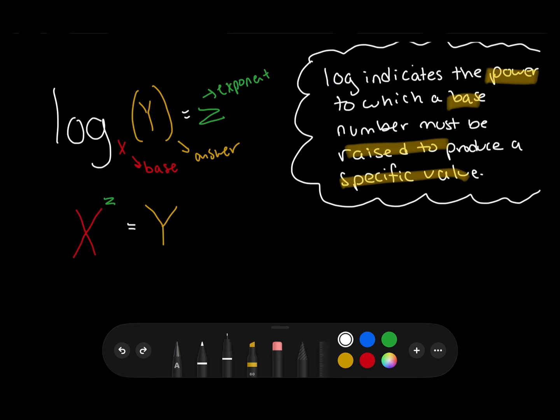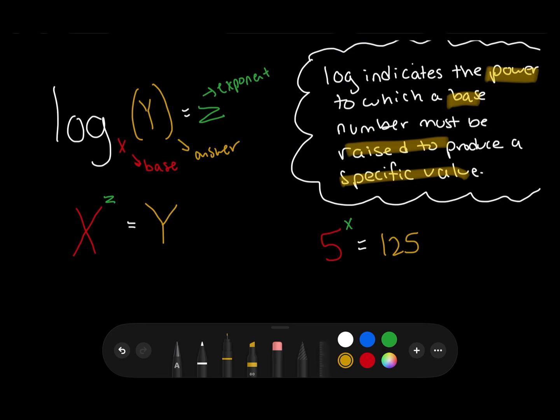So let's say I have a base of 5 raised to x, and it gives me 125. Even if you might know the answer mentally, this is how you would write it in logarithm form. So log, what's our base? Our base is 5. Log 5, then our answer is 125, and it's equal to x. And if you want to find what the actual log is, you would input this in the calculator, and whatever you get would be x.